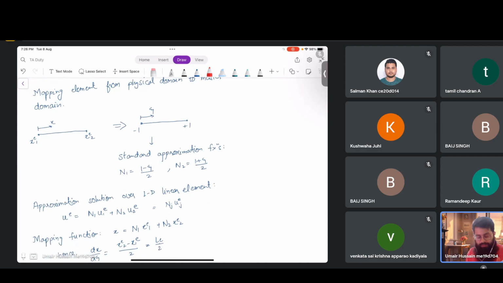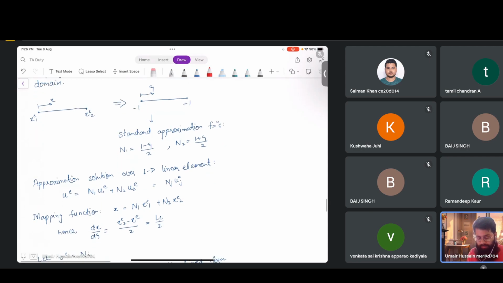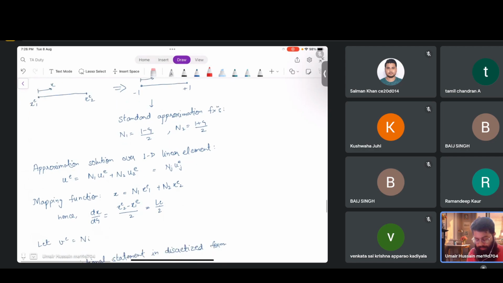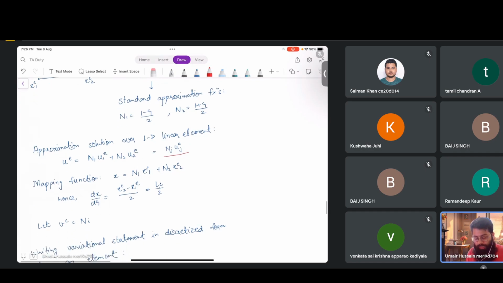We are given some standard approximation functions for each element. I think these functions have not been derived in the lectures. We'll see if we can do that if we get time. The solution for each element would be given by the summation of these approximation functions multiplied by the nodal values of the solution for that element. And in the same way, the mapping function can also be derived like this.